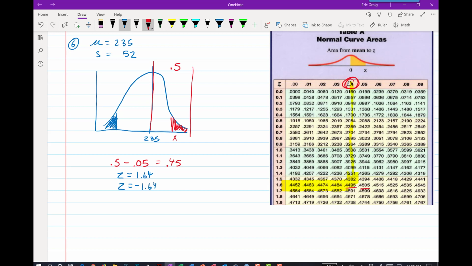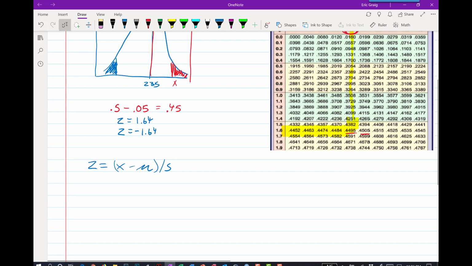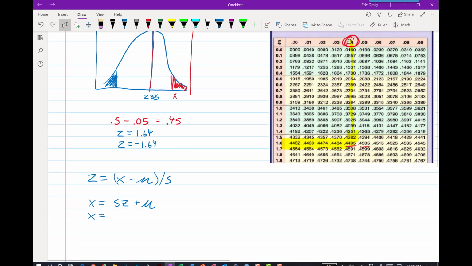Alright, so how do we solve the problem? Well, recall that our z-score formula is z equals x minus mu over the standard deviation. We transform that algebraically into the following: x equals sz plus mu. If we do that bit of arithmetic, we're going to get x equals our standard deviation, which was what again? It was 52. 52 times negative 1.645, plus 235, our mean.